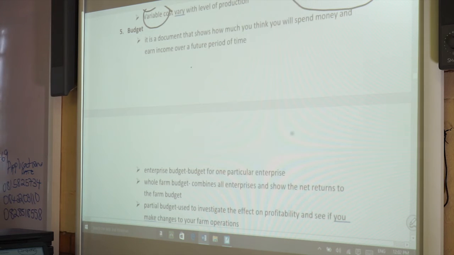Then we've got budget. Well, we work with this on a daily basis. A budget is a document.